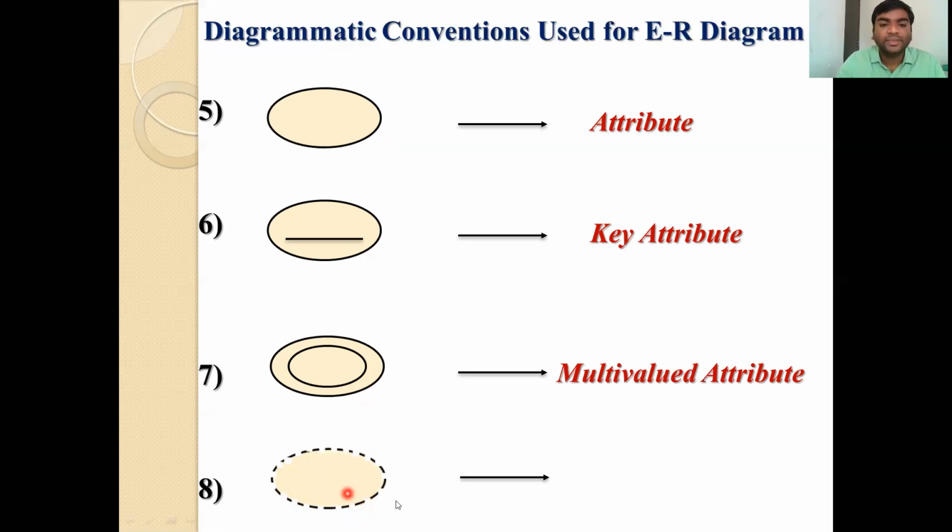The last diagrammatic convention is the derived attribute. All these we are going to see in detail: what is an attribute, what is a key attribute, multi-valued attribute, derived attribute. But these symbols you have to use while drawing the ER diagram. So these are the diagrammatic conventions used for the ER diagram.